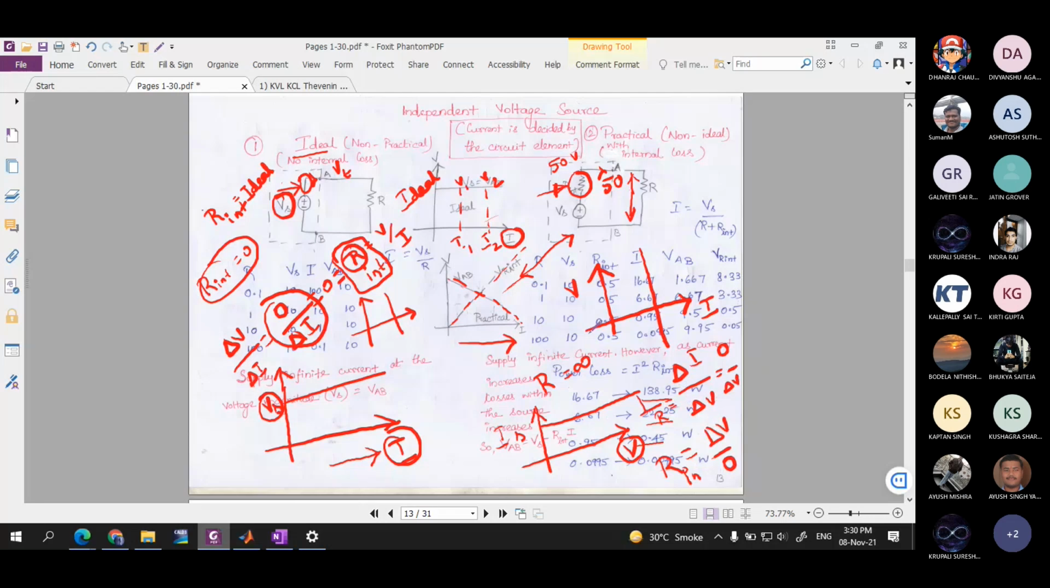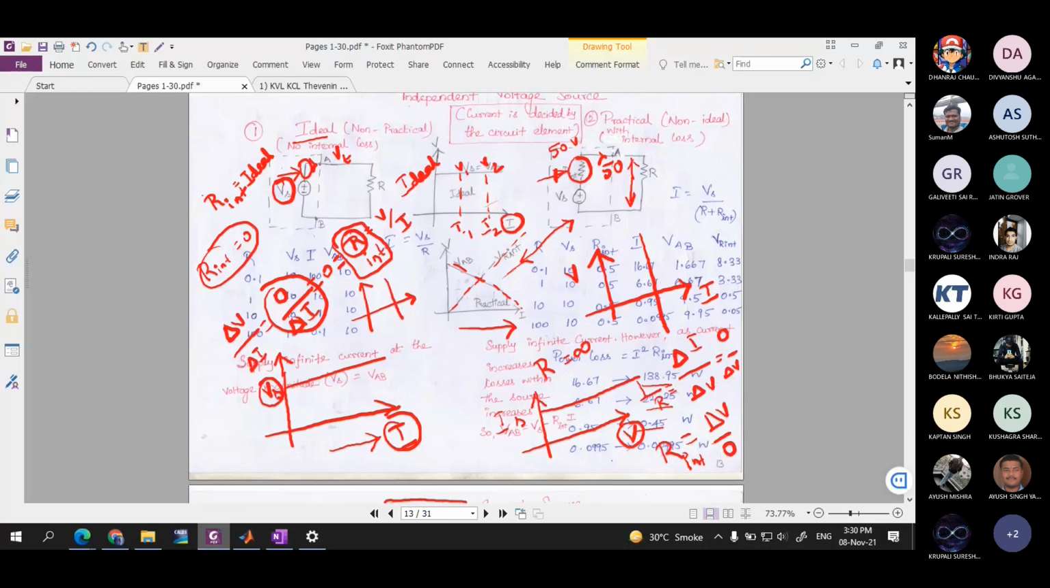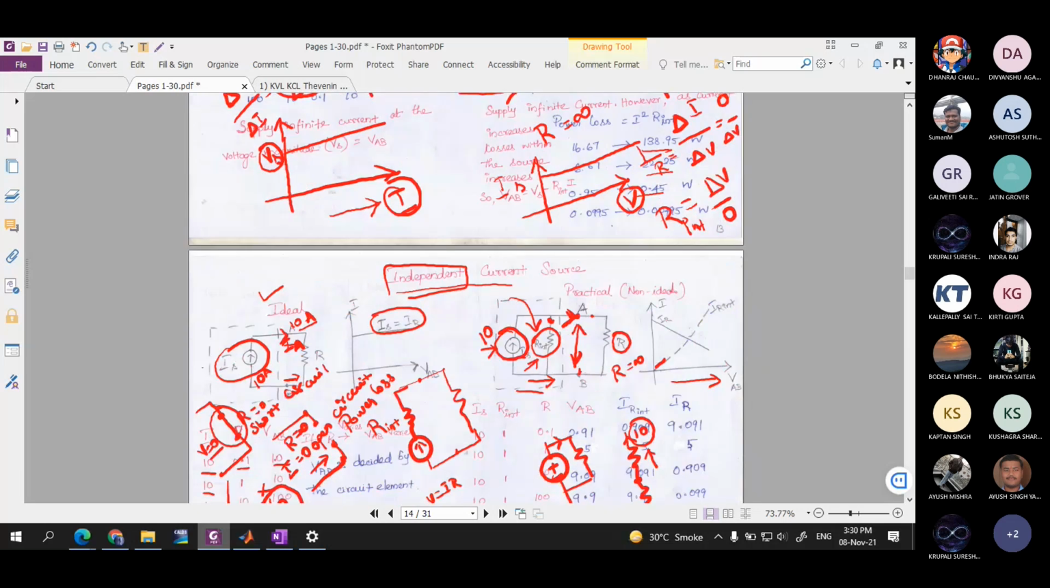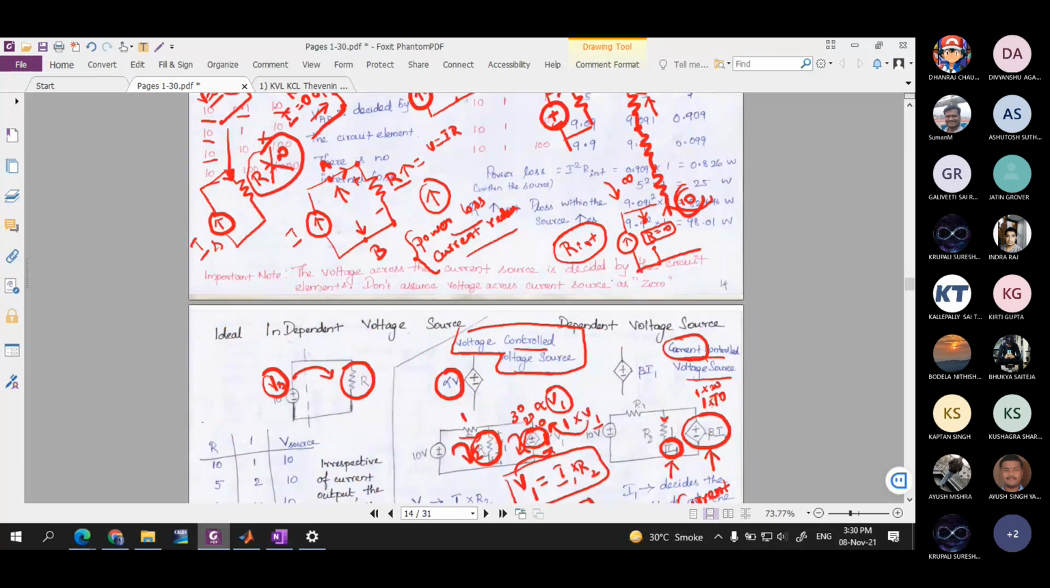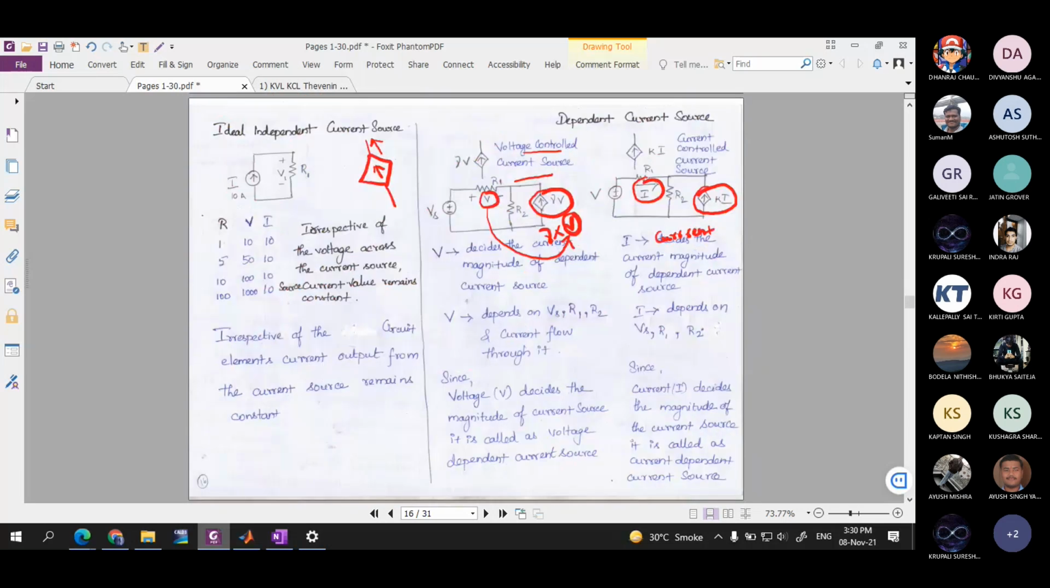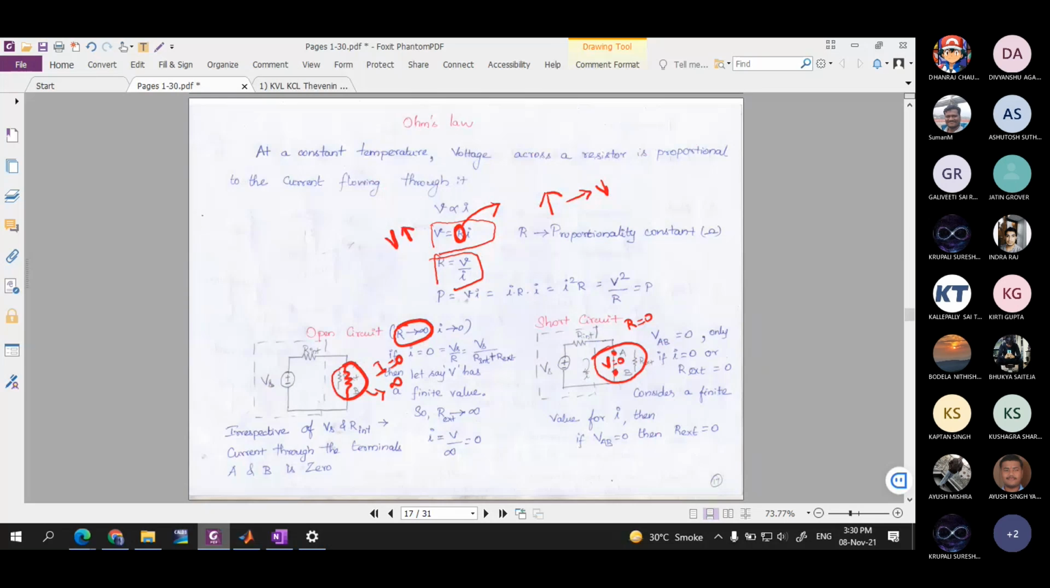So that is the reason why the internal resistance of a voltage source is 0, and why the internal resistance of a current source is infinite. Okay, so I think this is sufficient for us to proceed to our lab work. Hereafter we will not see much about this topic, and the basic relation is V equals I into R as per Ohm's law for a constant temperature.